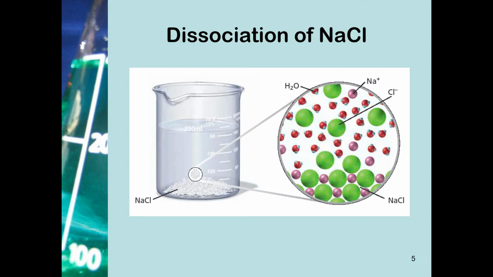In this picture, we see a beaker of water and some salt that has been dumped in the bottom of it, and on a submicroscopic level we have the sodium chloride down at the bottom of the enlarged view, and then we have the water molecules represented by a red ball with 2 little white or blue things attached to it. That's 2 hydrogens attached to an oxygen.